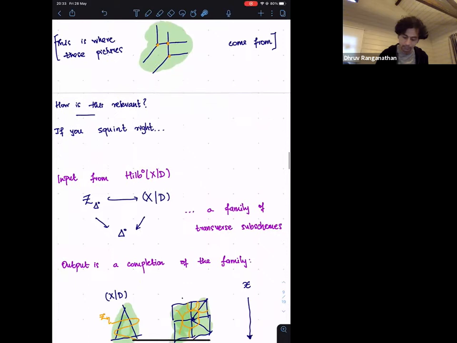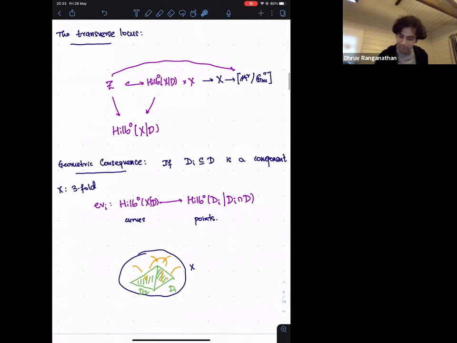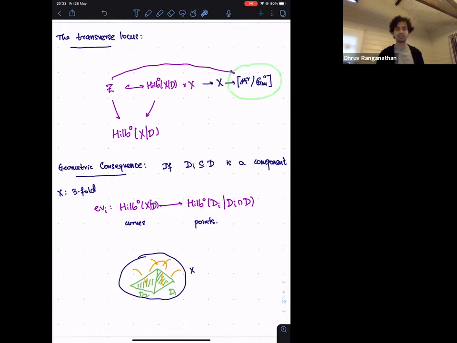Okay, so how is this relevant to this old problem? So maybe I should go back and say what that old problem was. I don't know about you folks, but my attention span has been kind of garbage since the pandemic. So let me remind you. The idea was inside the Hilbert scheme, the presence of this divisor gave me an interesting locus of points where the universal subscheme was flat over this tautological thing that I get from the existence of the divisor, and I want to compactify that, right?